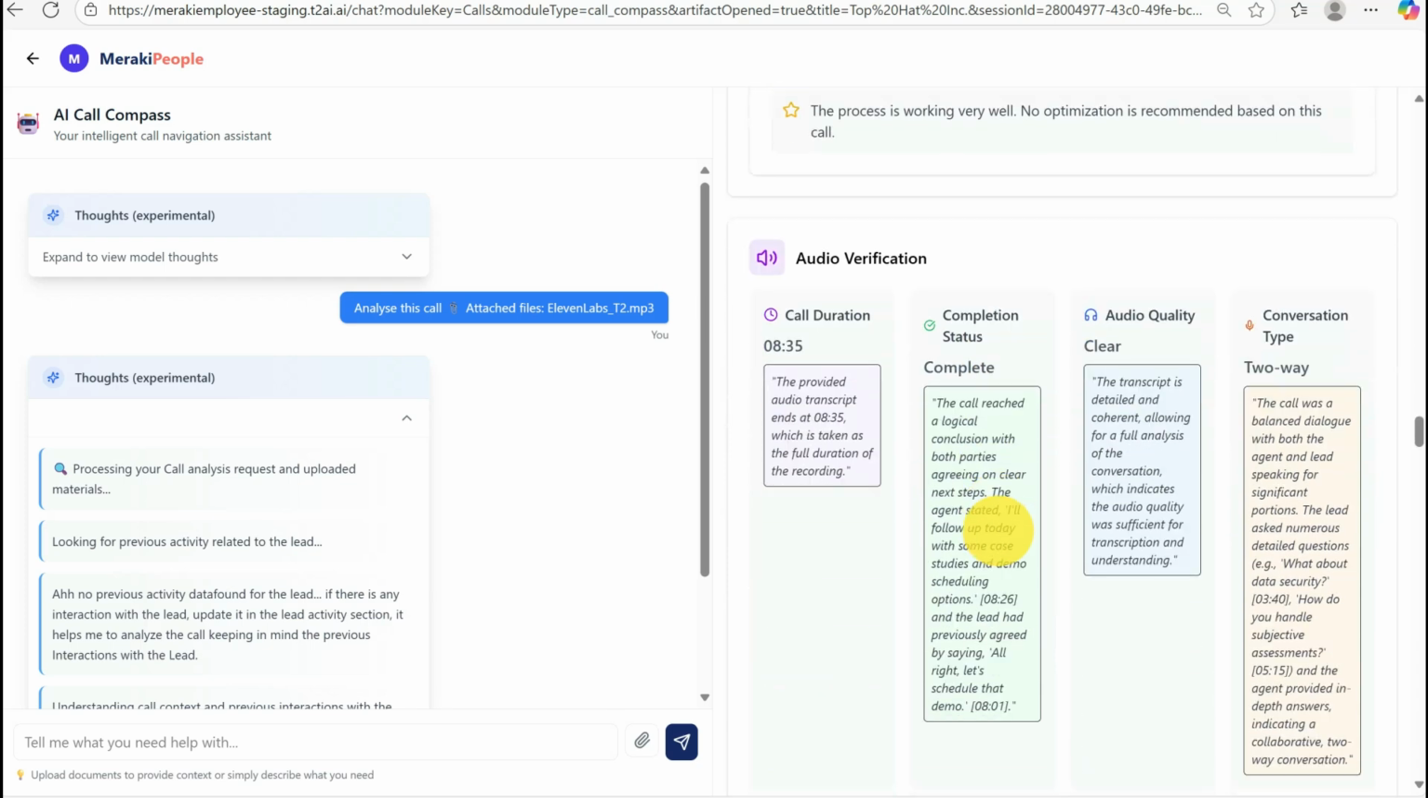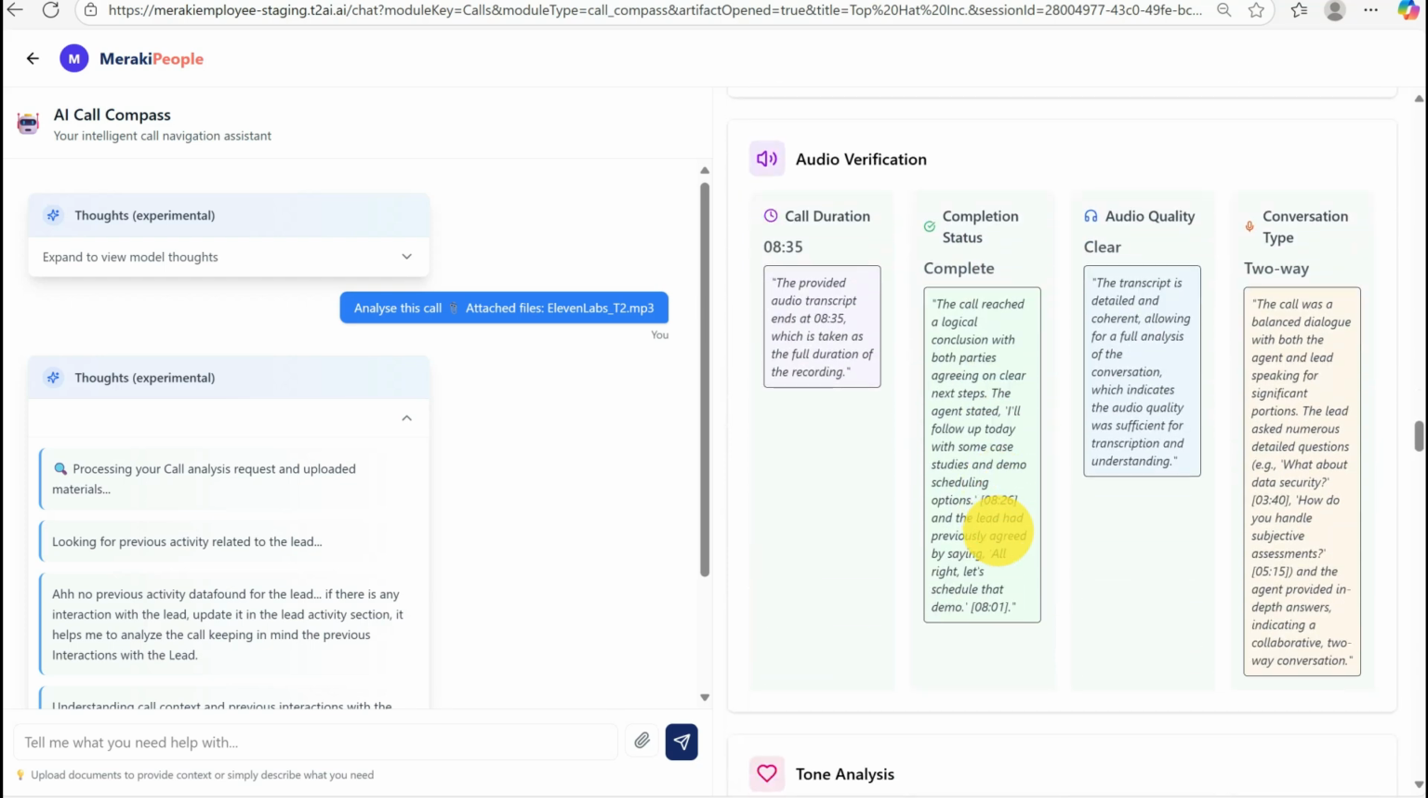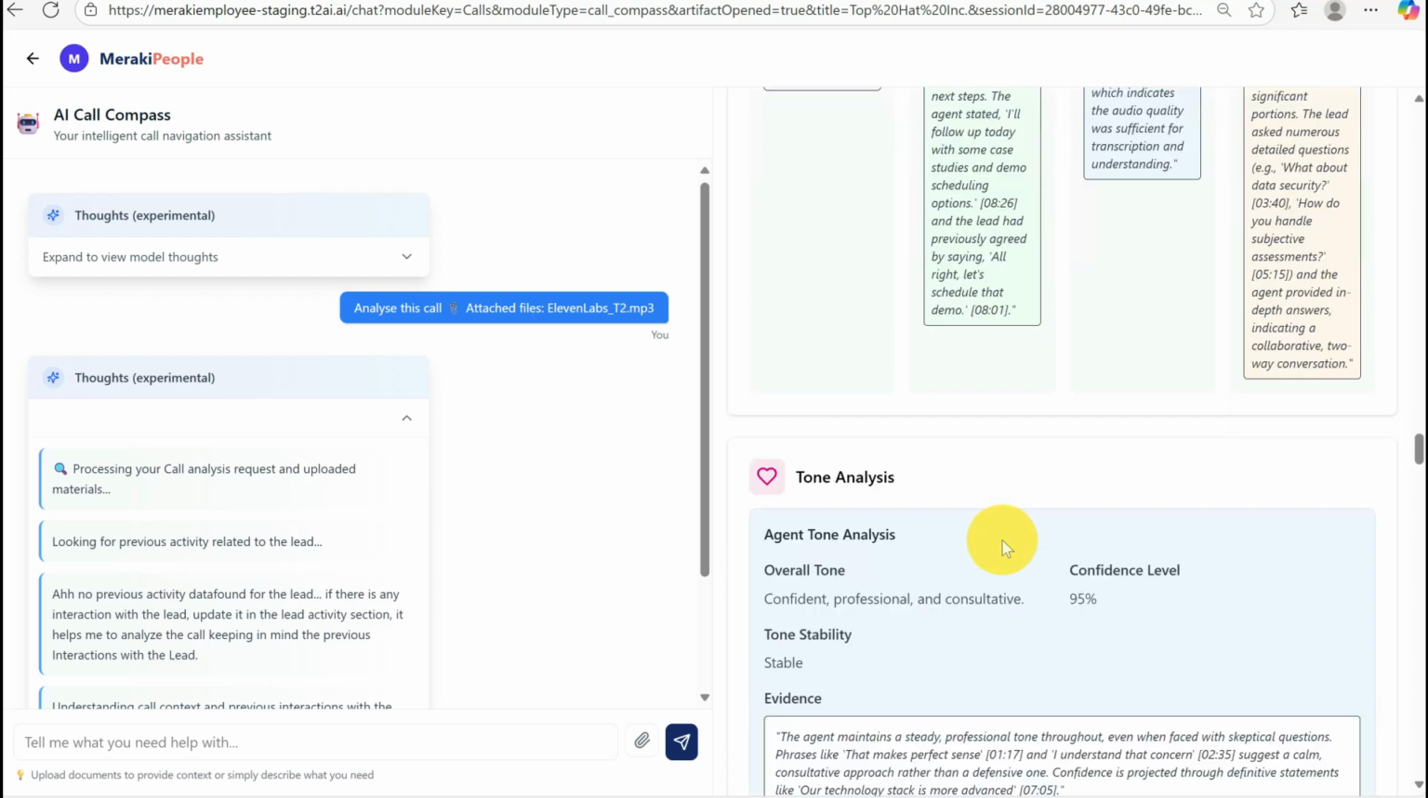The next section is on the verification of the audio call itself. What was the duration of the call? What was the completion status, whether it was a complete call or it was hung up in the middle? What was the quality of the call, and was it a two-way communication? Because in a lot of ways, we do find that some calls are not.